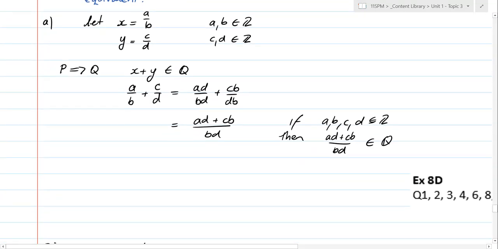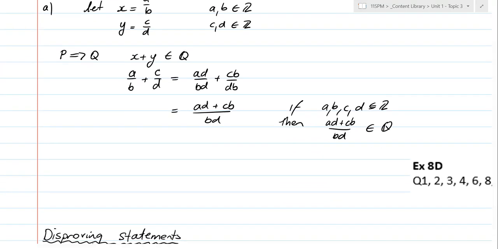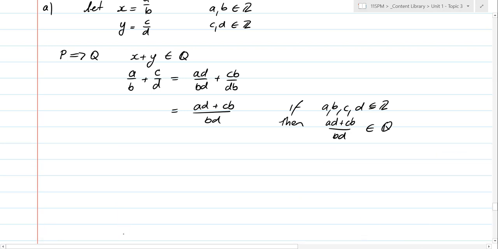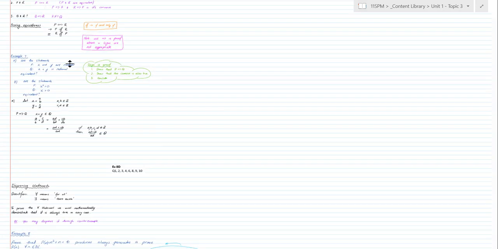Now we have to show the converse, and I've got to make a bit more space. I'm going to have to make a lot more space, I think. Might just make it all now.